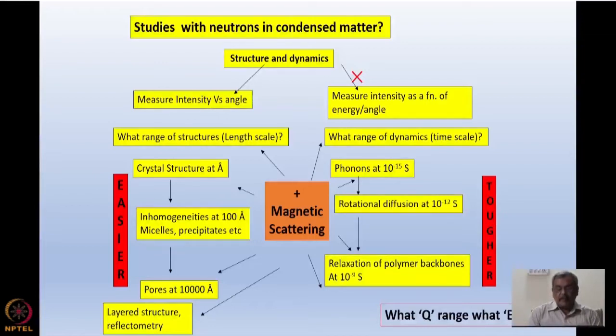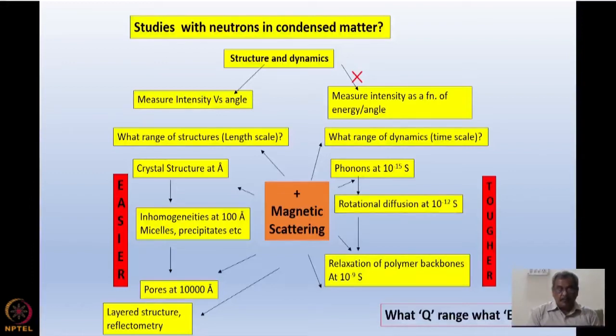So that means in diffraction, we cover a wide range of length scales. So for example, for crystal structure, we work at angstrom and sub-angstrom level, and for liquid and amorphous systems, we can go up to fractions of an angstrom, because in liquid and amorphous systems we have local structures but no long range order. Then at mesoscopic length scale, we can study inhomogeneities, typically 10 to 100 angstrom, like micelles, precipitates in metals, or even pores in stones at 10,000 angstrom.